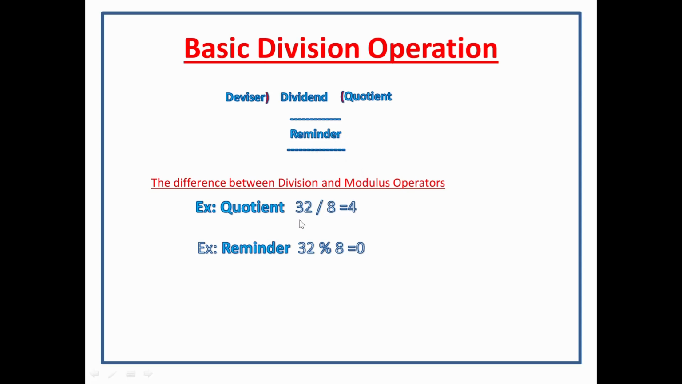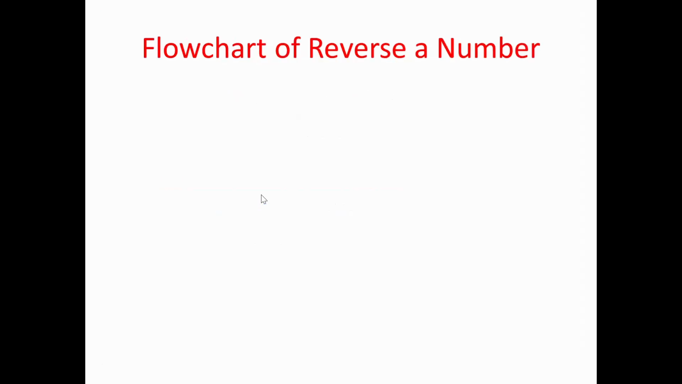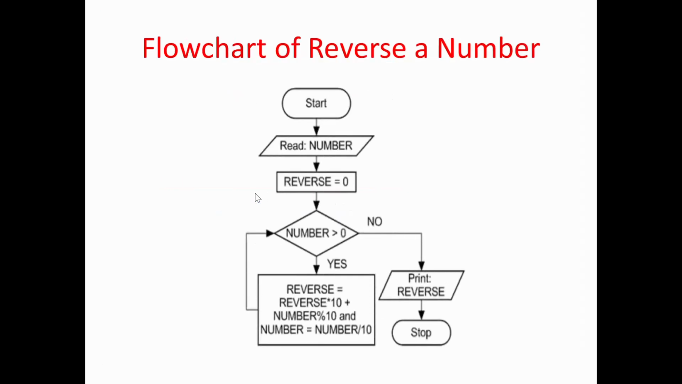The basic thing we should know is that whatever operator we use, the system will hold the final value based on that. So this is the basic understanding before going to write a Java program. And this is the flowchart of the reverse number.